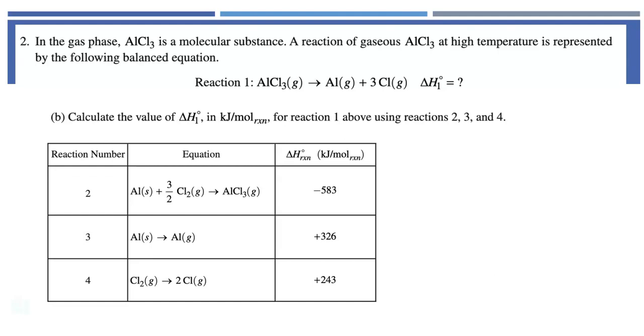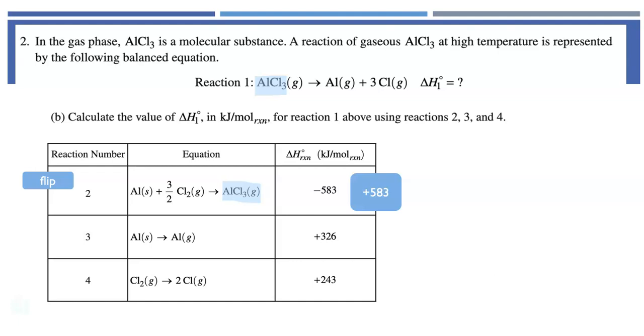The first reactant in reaction 1 is the AlCl3. And the only reaction that has AlCl3 in it is reaction 2, which has it as a product. But in my target reaction, reaction 1, it's a reactant. So that tells me that I need to flip reaction number 2 around. When I flip a reaction, I also need to change the sign of delta H. So instead of being negative 583, it now needs to be positive 583.